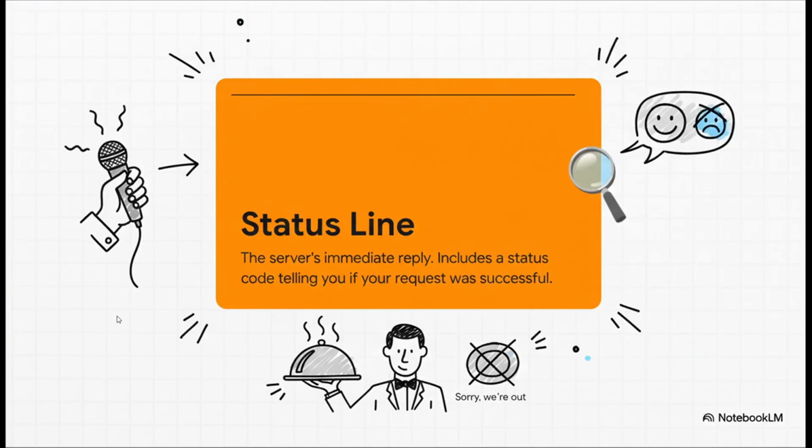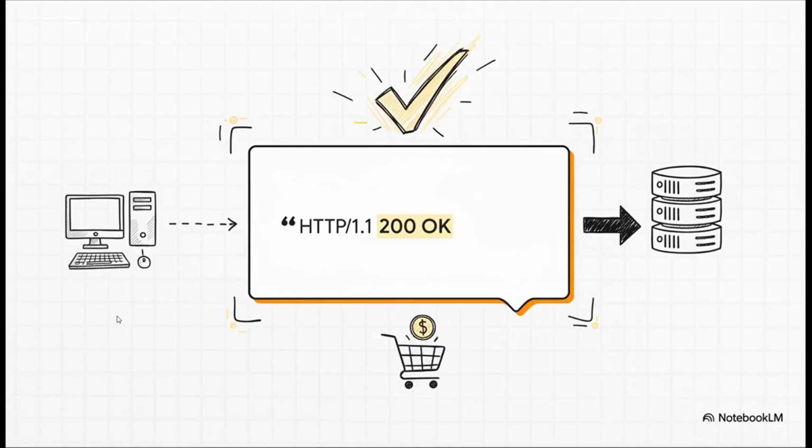And just like the request had that super important first line, the response does too. It's called the status line. This is the server's instant feedback. It's the kitchen shouting, "Order up," or maybe, "Sorry, we're all out of that." And this feedback comes in a really simple form, a number. We call it a status code. And this right here, this is the one you want to see every single time.